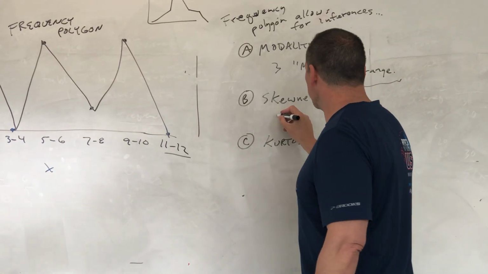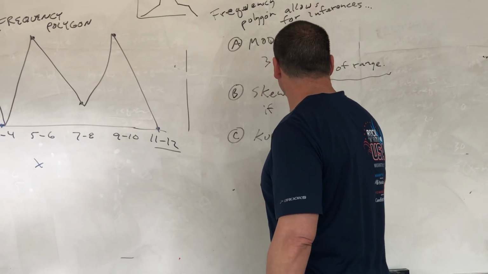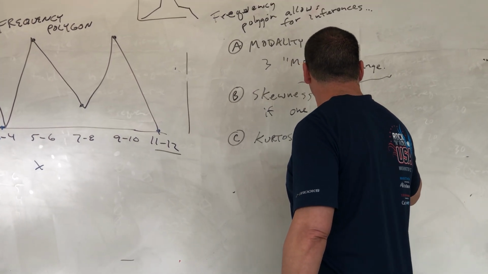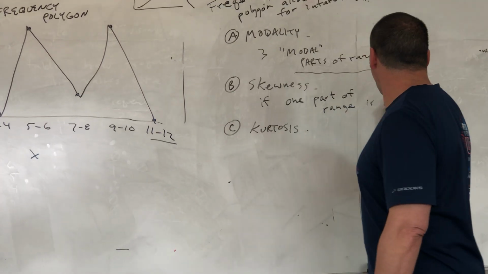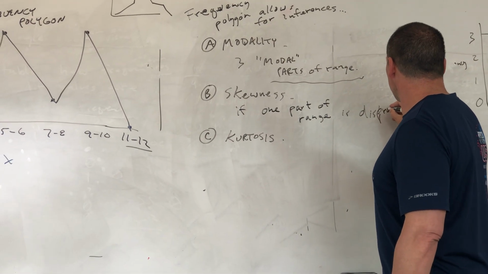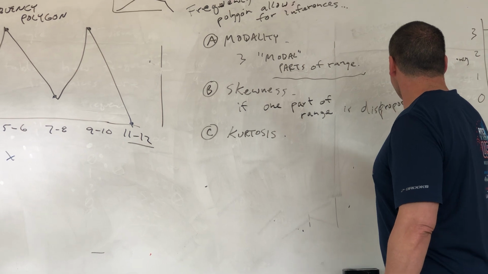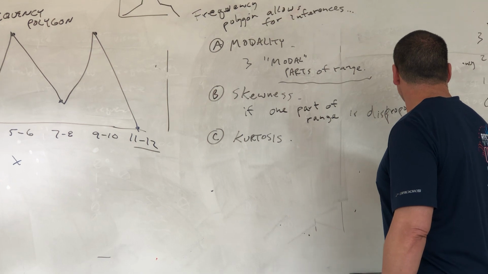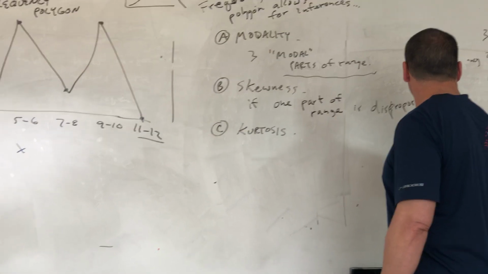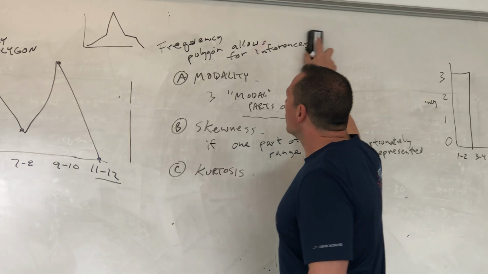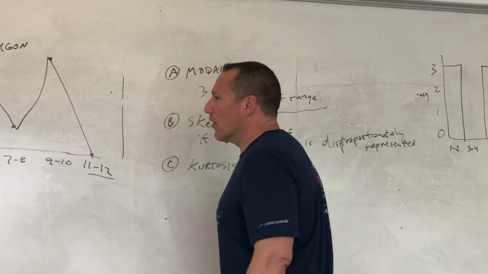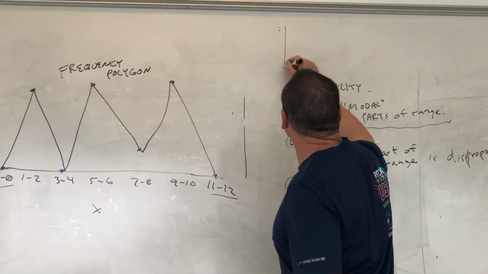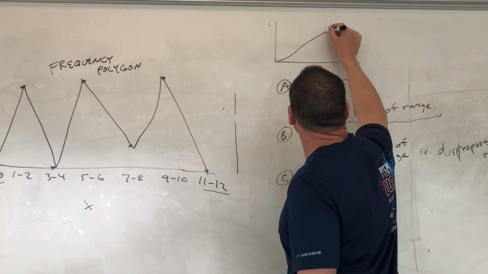Skewness corresponds to if one part of the range is disproportionately represented. So skewness exists if one part of the range is disproportionately represented. We don't really have that in this case. What skewness would look like would be something like this.